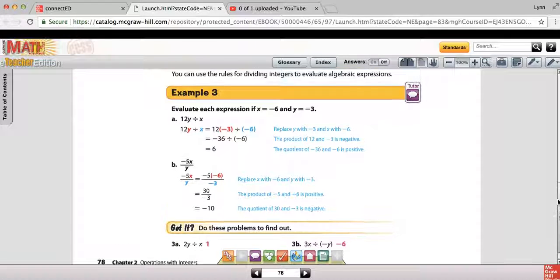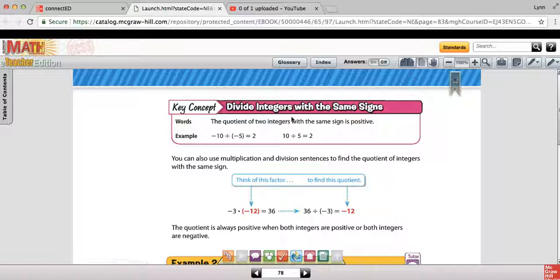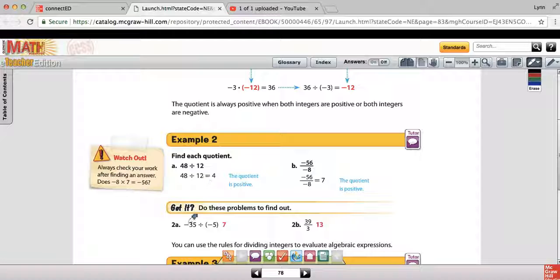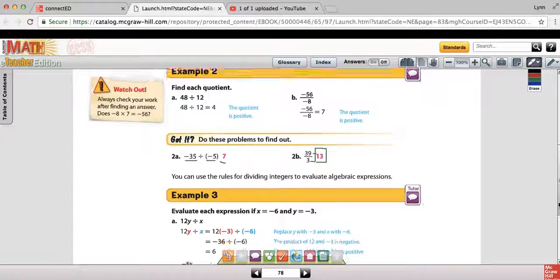In example 2, we're talking about the key concept of two integers with the same sign. So whether both of those integers are negative or they're both positive, same sign is positive. Looking at example 2, for 2a, negative 35 divided by negative 5 is a positive 7, and a positive 39 divided by a positive 3 is positive 13. So same signs means positive answer.